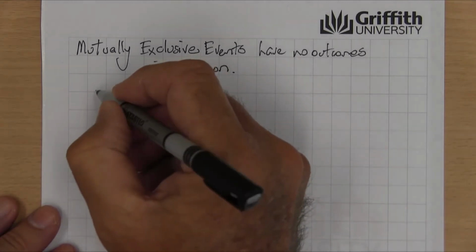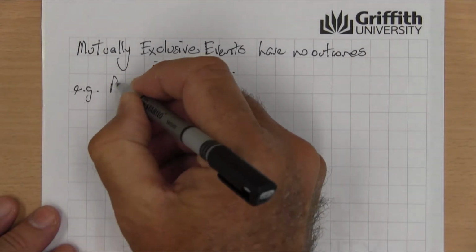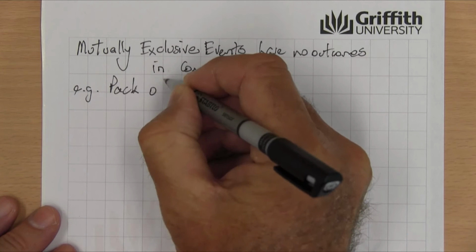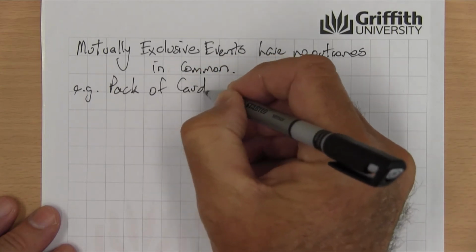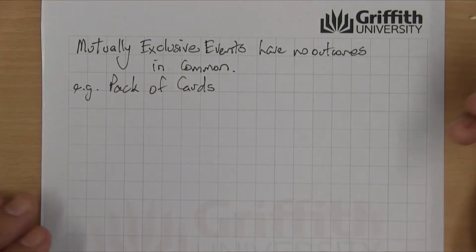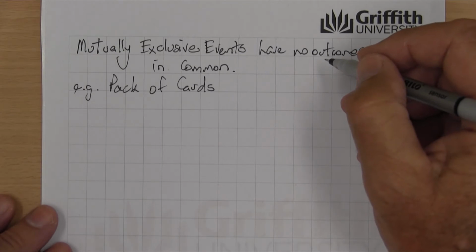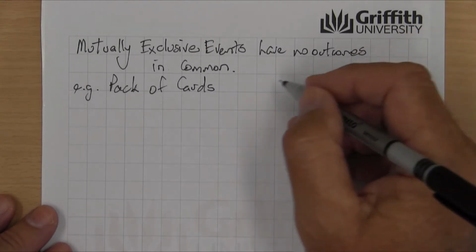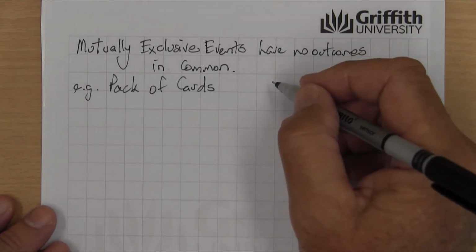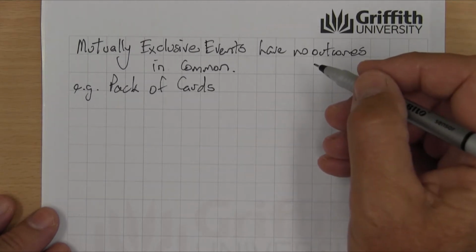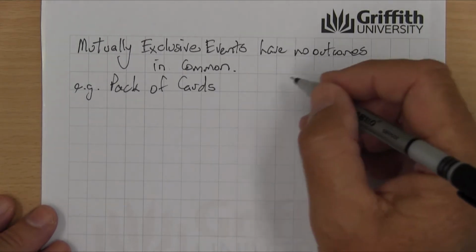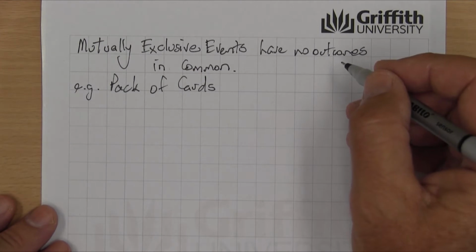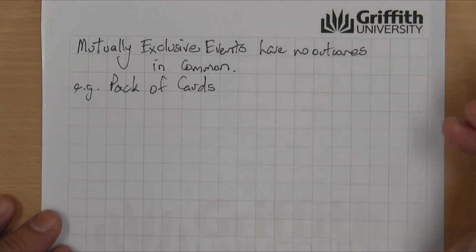So we have a pack of cards, and you should be very familiar with what's in a pack of cards. 52 in a standard pack, 4 different suits, 13 cards of each: spades, clubs, diamonds, hearts. So there's two suits of red, 2 suits of black, etc.